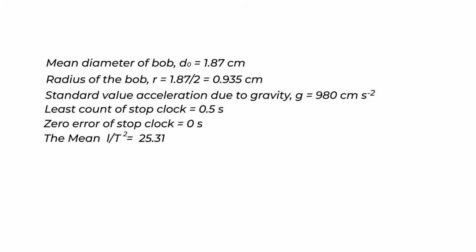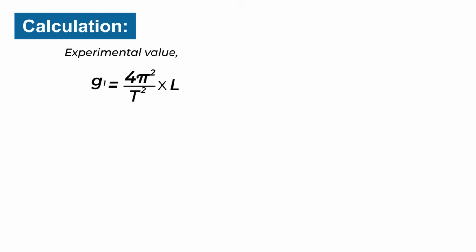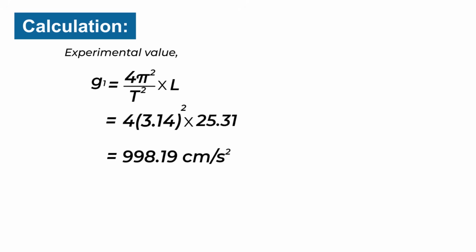The mean L by T square is 25.31. Calculation. We know T equals 2 pi root over L by g. Therefore, the experimental value g1 equals 4 pi square into L by T square, which is 4 into 3.14 square into 25.31, which is 998.19 centimeter per second square.